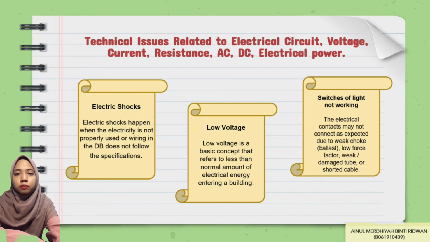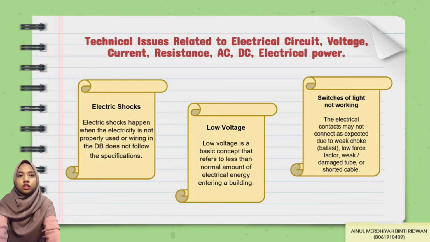Low voltage is a basic concept that refers to a less than normal amount of electrical energy entering a building. So why is it related to technical issues? For example, we always use a mobile phone while charging. The problem will happen when the phone heats up because it continues to work. The process will slow down. So indirectly, the battery or the phone will slowly become faulty.